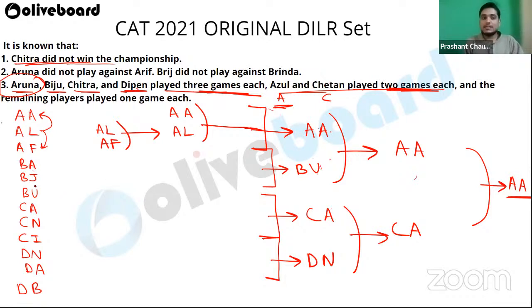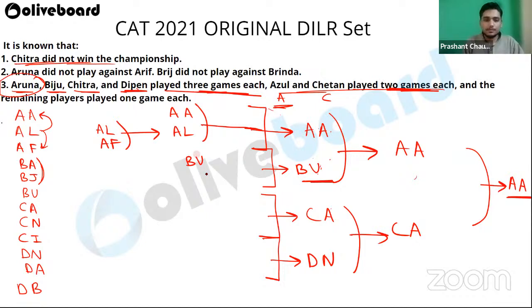Now, in the next, I know that BU was here. That means BU should be in the later match. But I don't know anything about this BA and BJ. But one thing is given about this B stage, that is Bridge did not play against Bindra. That means this BA and BJ did not play among themselves. They both did not play.